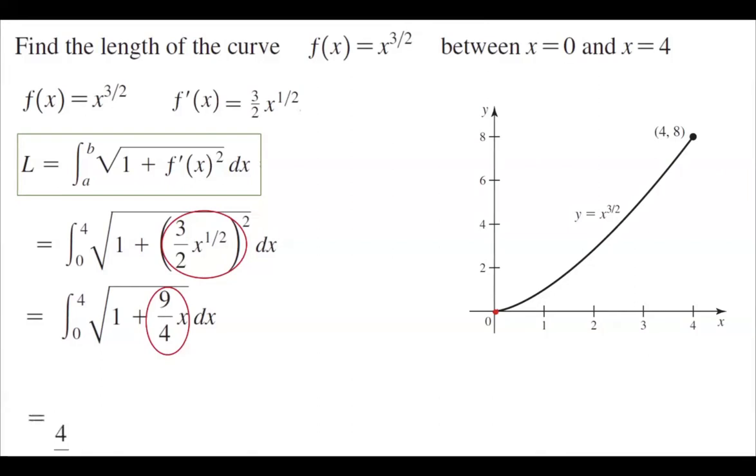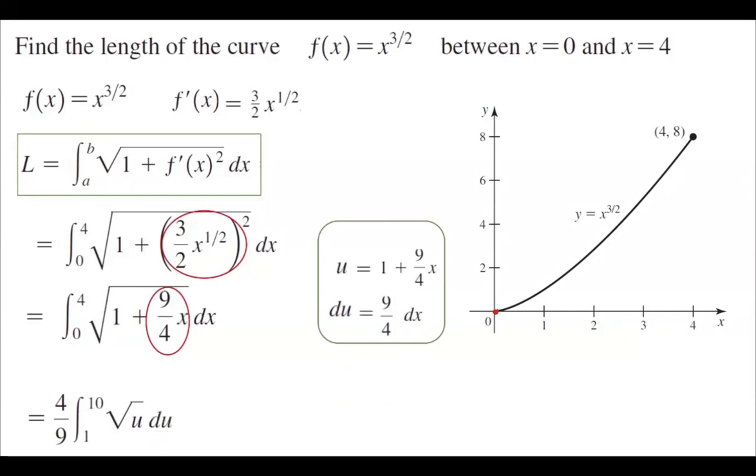To calculate this integral, we're going to use u sub. It becomes 4 over 9, the definite integral from 1 to 10. Why 1 to 10? Because u is 1 plus 9 over 4 times x, and du is 9 over 4 dx. So dx is 4 over 9 du. So your integral becomes the integral of the square root of u du.